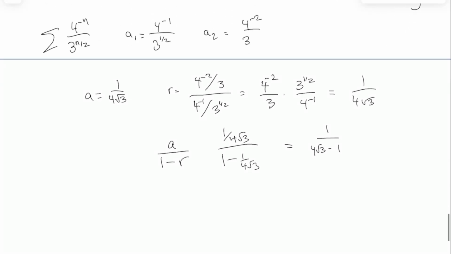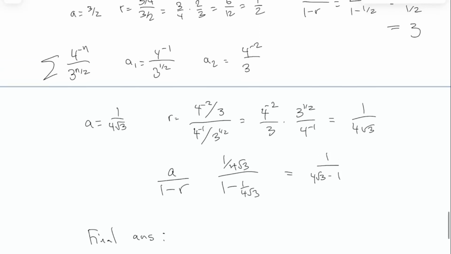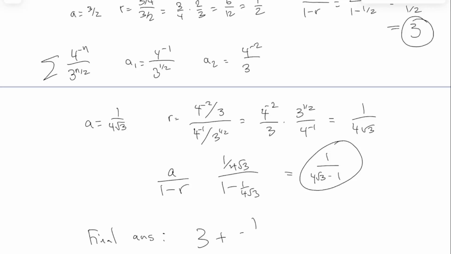So anyway, my final answer would be the sum of those two answers. I had the 3 and then this thing. So it's 3 plus 1 over 4 root 3 minus 1. There you go. I hope that's what you got, something like that.